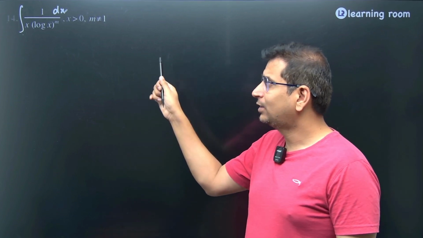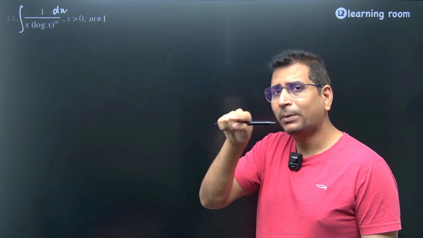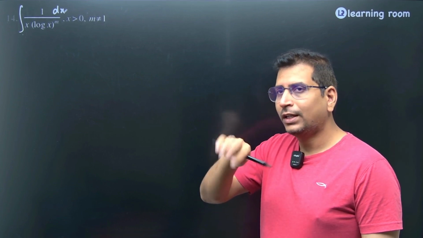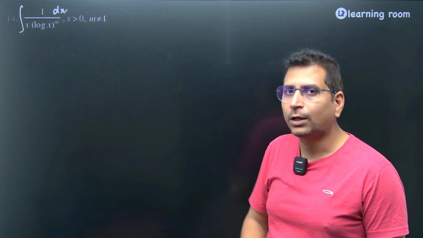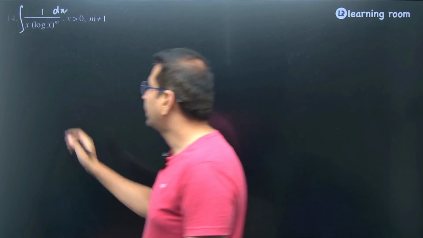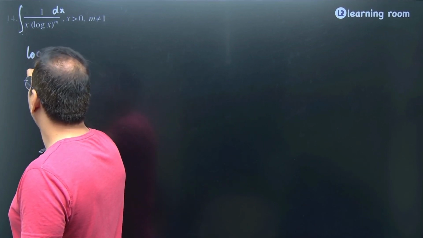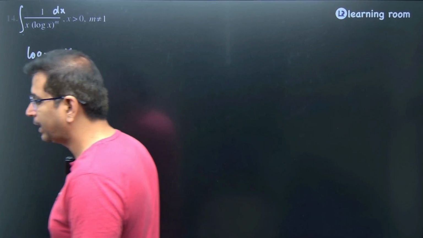Wherever you have log x, you will definitely have 1 by x, because in those type of questions, mostly we'll take log x as t. Okay, so similarly in this question, log x is taken as t.